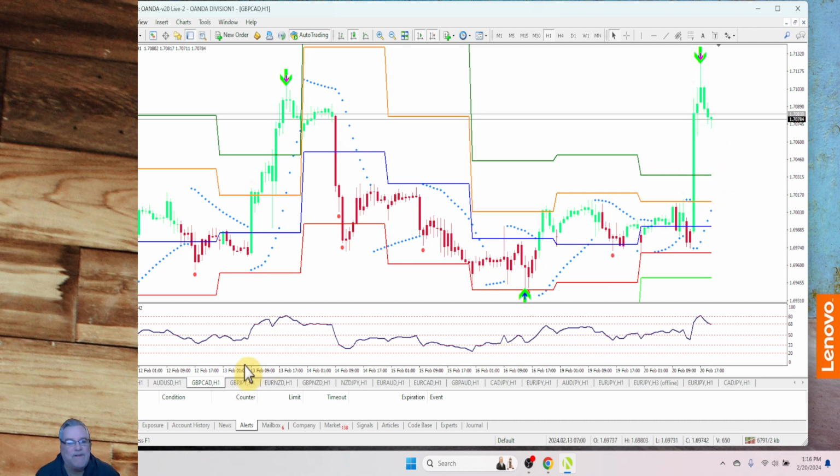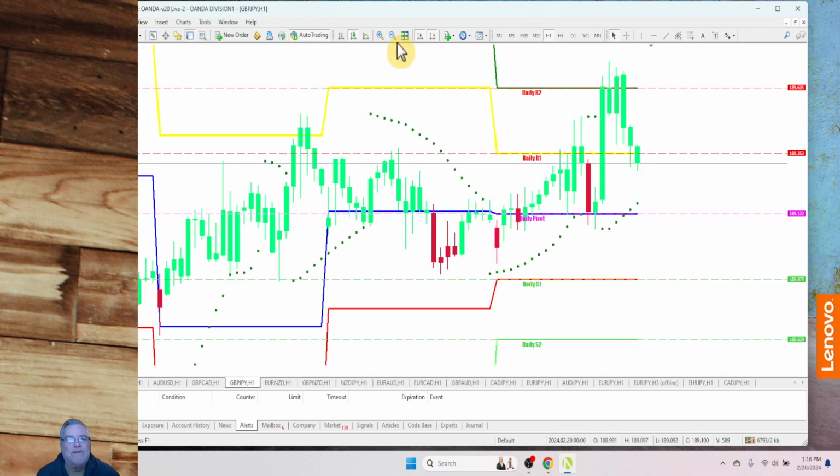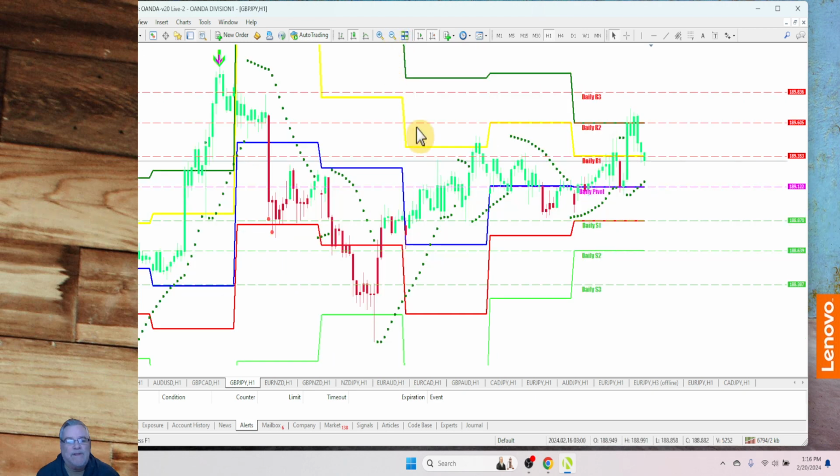Took that position off on the half, and I got the other half, and it's up underneath this low. So it's going to make money as well. Pound yen, I'm not in. There's nothing to do on it. We'll squeeze it in. As you can see, there's nothing to do.